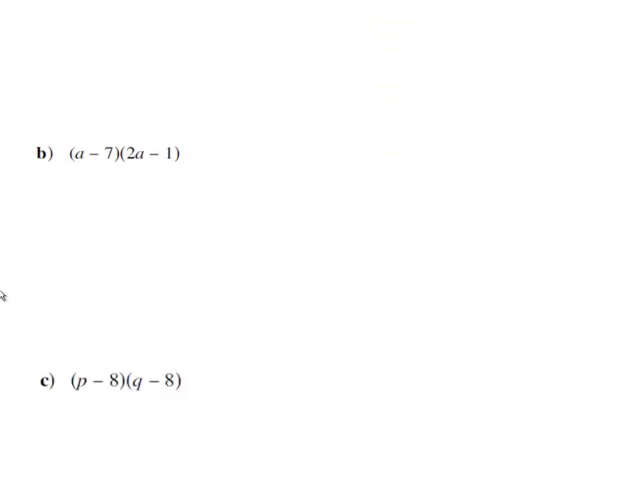Okay, next question. So same thing, everything in the first bracket needs to be multiplied by everything in the second bracket. So a times 2a gets you 2 times a, or 2a squared. Then a times negative 1. You have to be careful to look at the sign that's in front of the number. So a positive a times negative 1 is a negative 1a, or just minus a.